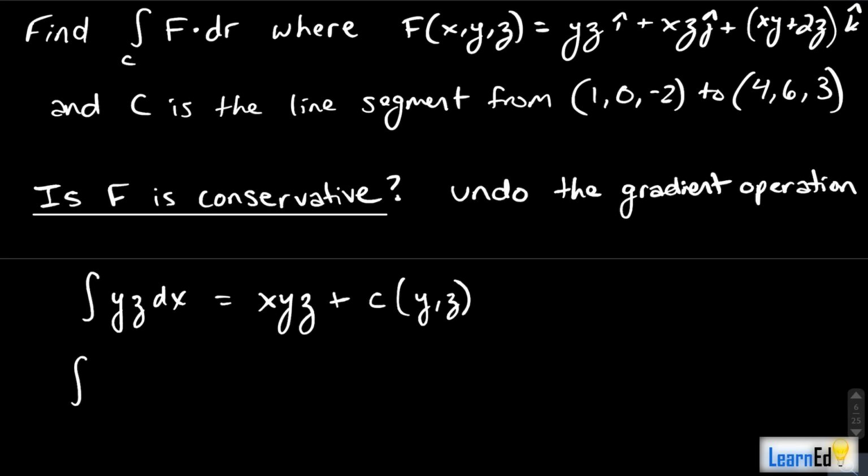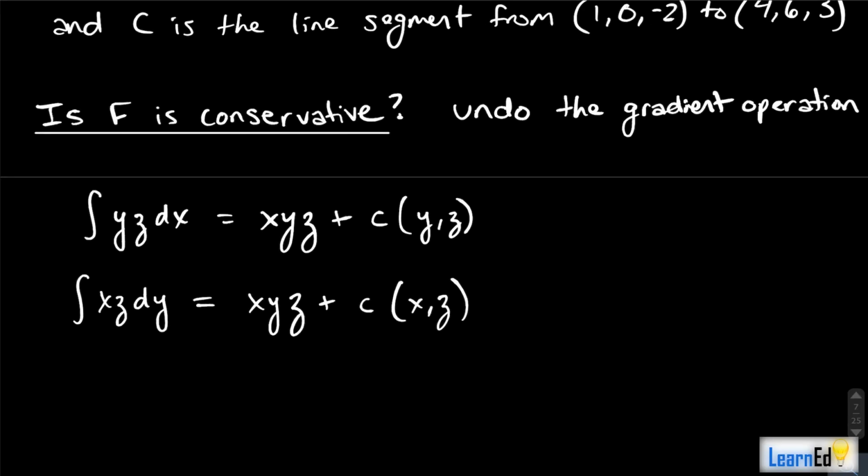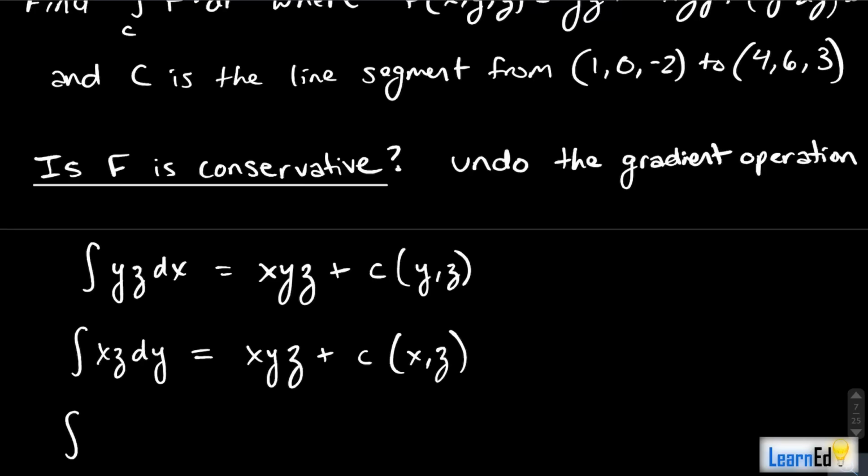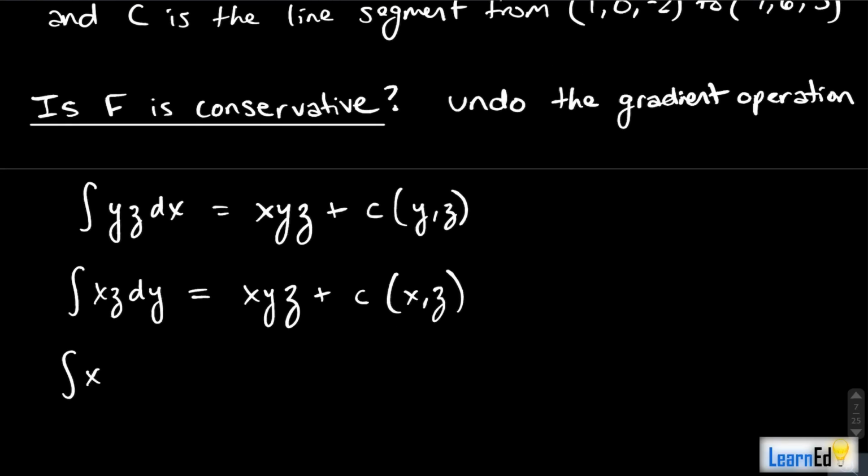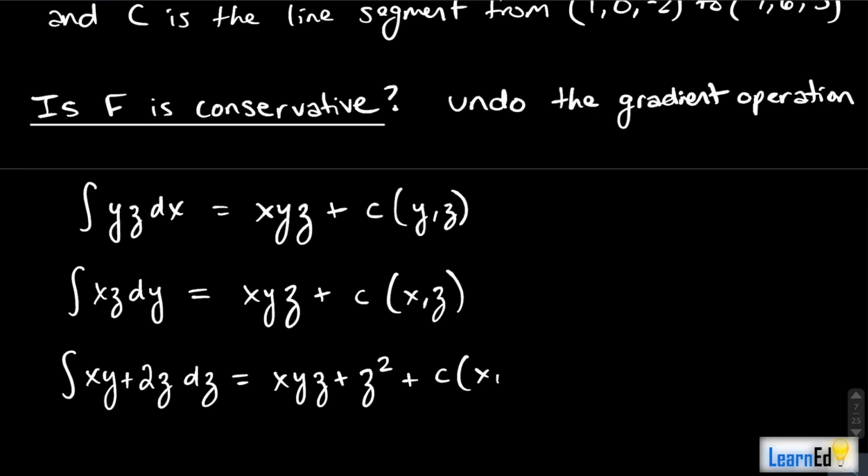Now let's integrate our y piece, xz dy. If you do that, you get xyz again, and now you'll have some function of x and z. And if you integrate your last piece, which is xy plus 2z, with respect to z, what you're going to get is xyz plus z squared. And then you could have some function of x and y.